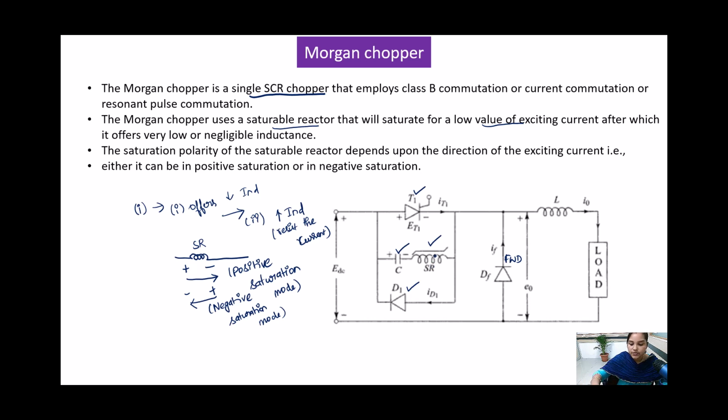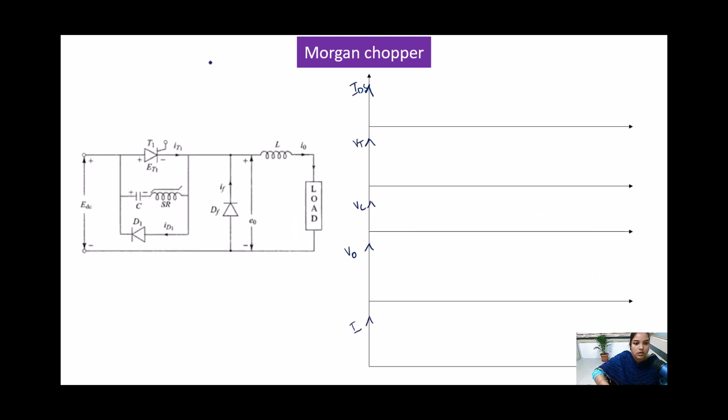Okay, so next we can go for the concept. This is again the circuit of the Morgan chopper. This is the waveform that we are going to draw. First, the voltage across this thyristor is considered as VT, and the voltage across this capacitor is considered as VC. And the first one is IDS.